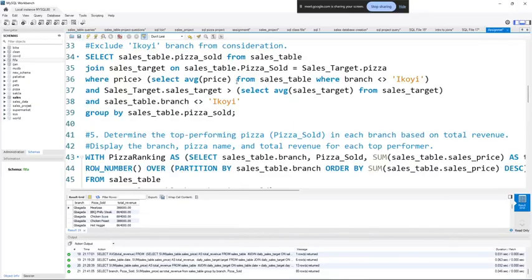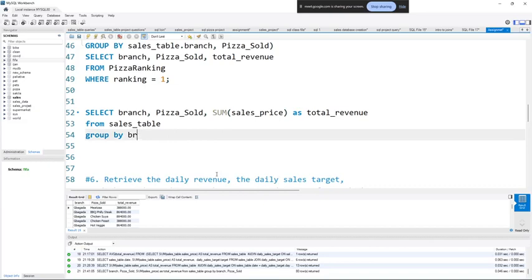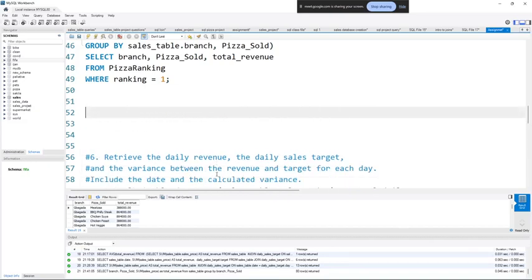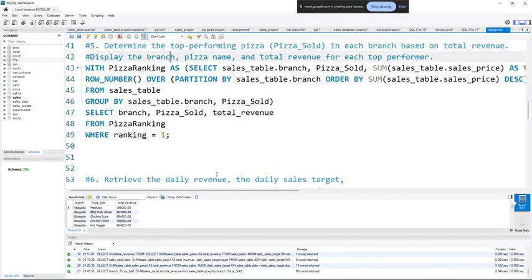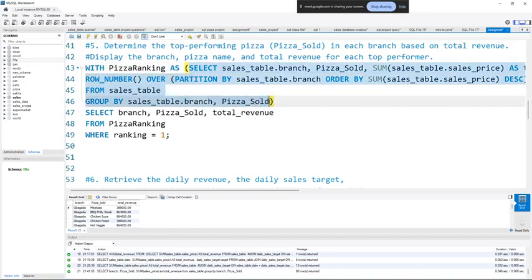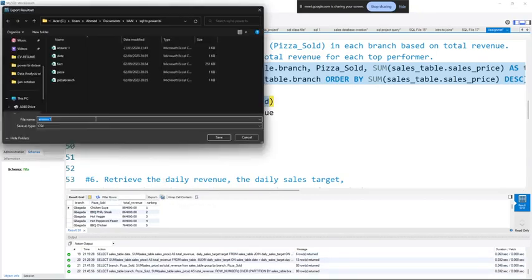But let me just tell you, how do we do that? I'm still talking about the CTE now, that particular table that will give us the branch, pizza sold, revenue, and the ranking. Look at it. This is it here. And the name of the table is what? Pizza ranking. This is the select statement. Let me run it. If I run it, let me export it so you see it on Excel very well.